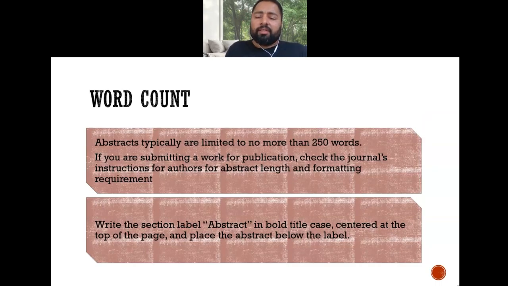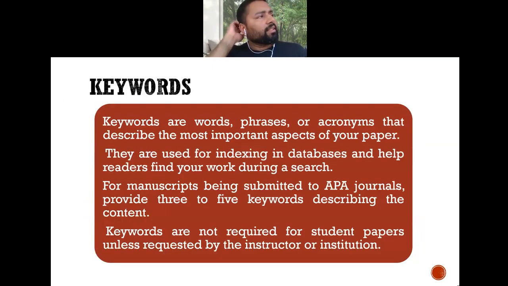So the word count, as I explained, is 250 words. And the keyword is important. I said the keyword is very important for search engine optimization and for getting the h-index and impact factor. Keywords describe the contents, so prepare your keywords carefully. Your keywords can be repeated in the abstract and the content part of the manuscript.